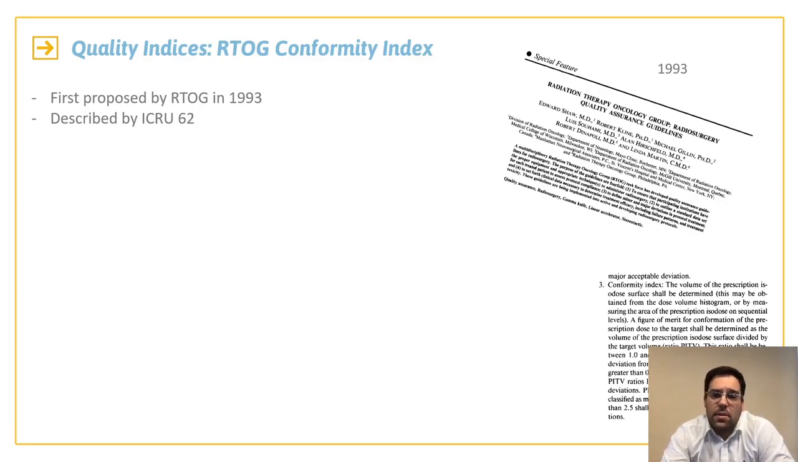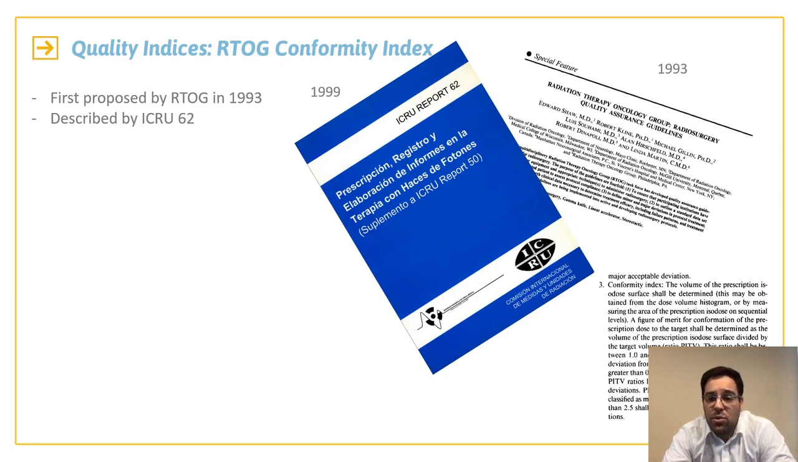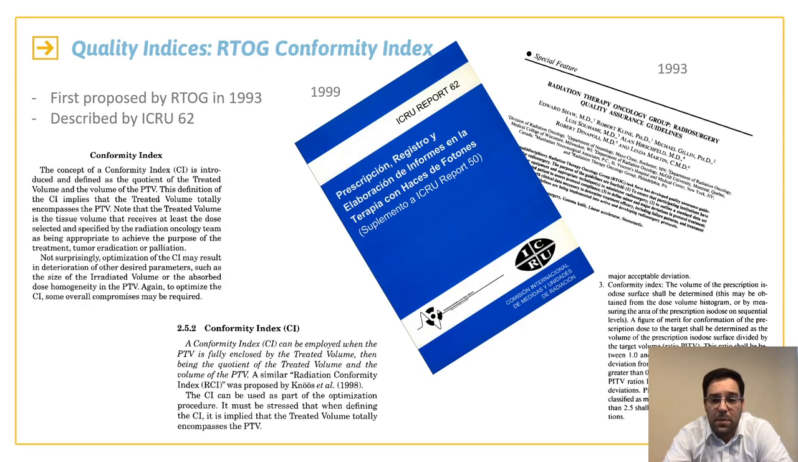Then some indices were proposed to evaluate the quality of plans. In 1993, RTOG proposed the conformity index in the Radiation Quality Assurance Guidelines, and the ICRU in Report 62 in 1999 described the conformity index as the quotient between treated volume and PTV, but with a warning that the PTV has to be fully enclosed by the treated volume. We all know that this is not always possible.